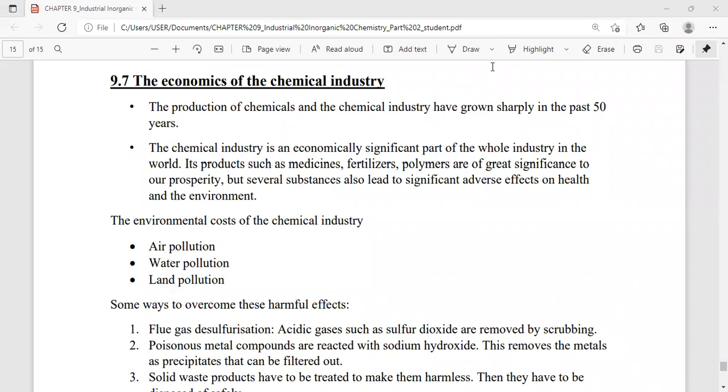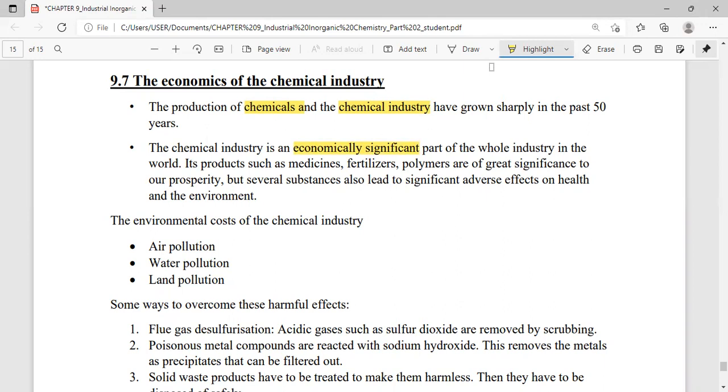So throughout chapter 9, we're learning about the different chemical industries. We learned about the production of iron and steel, and then we later learned about the manufacture of ammonia, the production of fertilizers, sulfuric acid, and so on. The chemical industry has rapidly grown in the past 50 years, and it is an economically significant part of the whole industry.